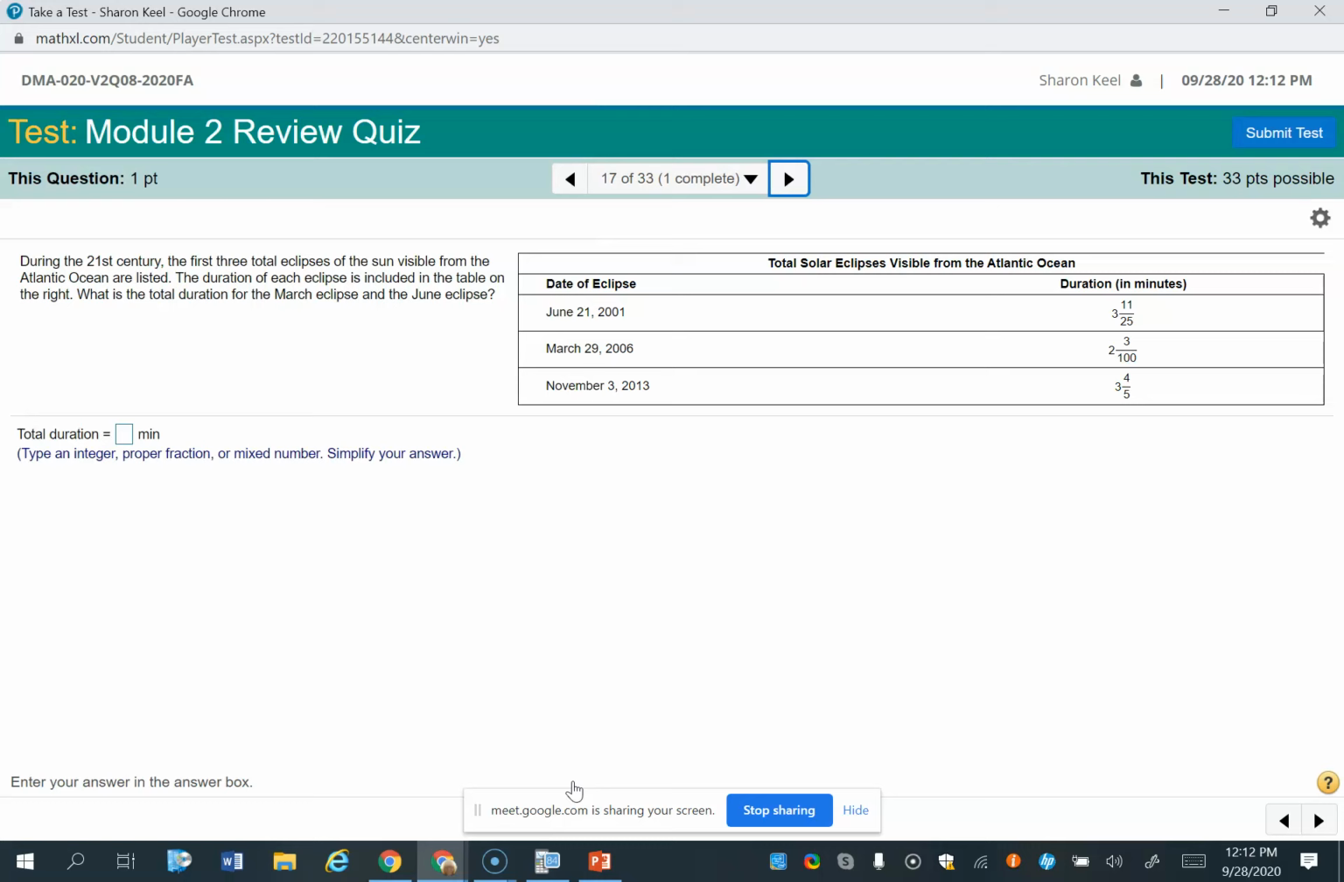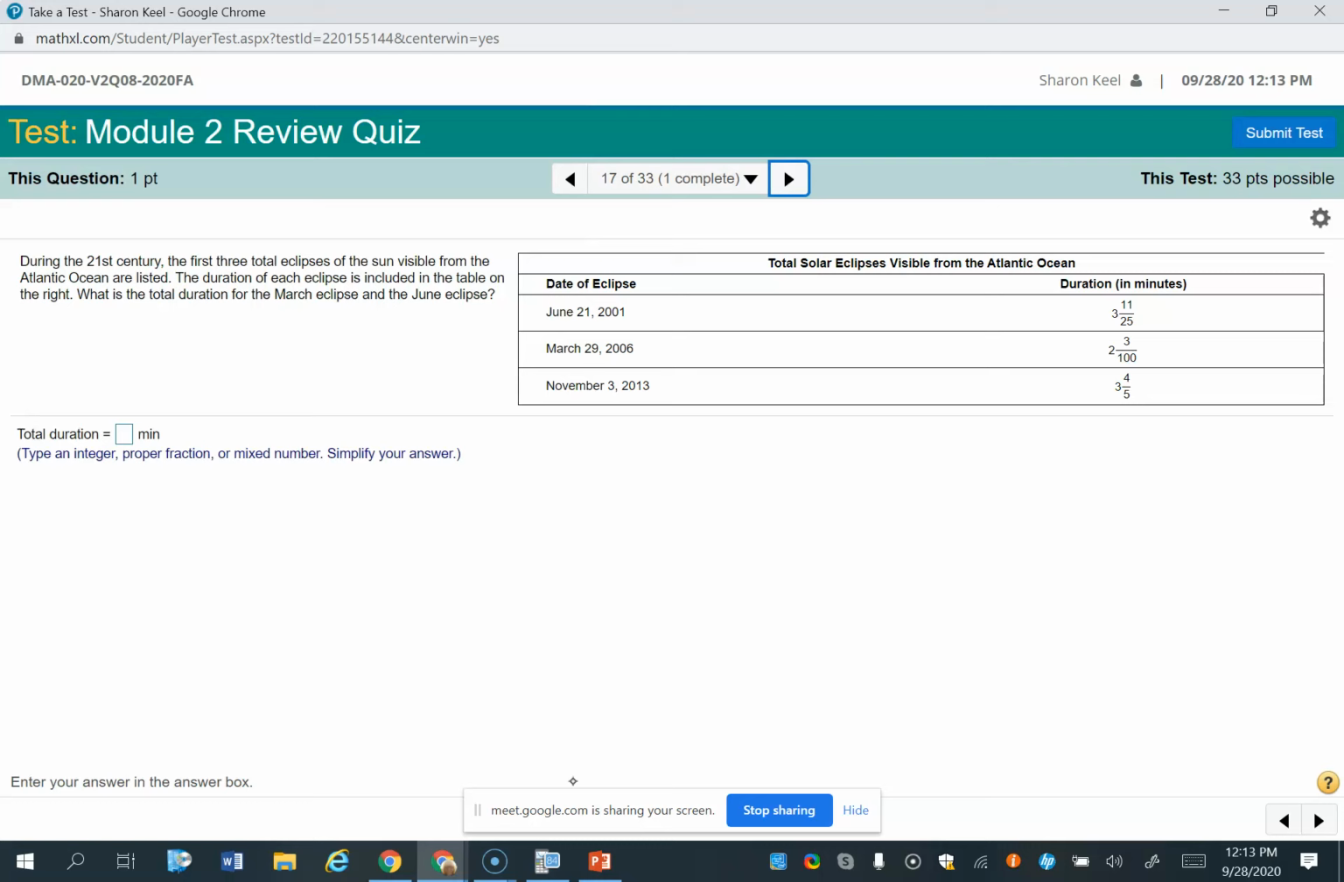During the 21st century, the first 3 total eclipses of the sun visible from the Atlantic Ocean are listed. The duration of each eclipse is included in the table on the right. What is the total duration for the March eclipse and the June eclipse? That's the thing to notice on this problem. The common error is that somebody will see this and just add all 3. Don't do that. They're only having you add 2. Do not assume because the problem we're doing now says March and June that those are the ones to choose. Read your question, because for every problem you do, they're going to change which month and the amounts.